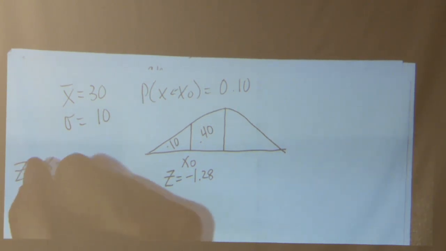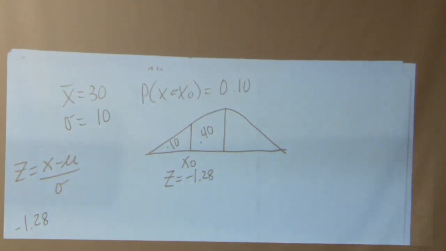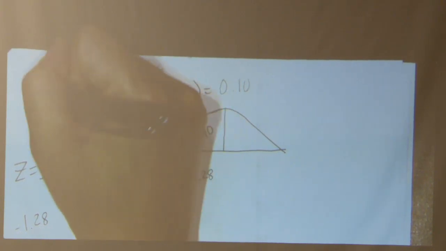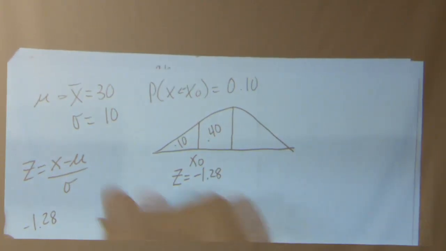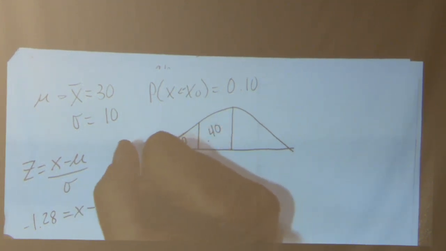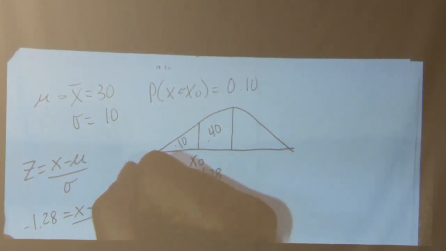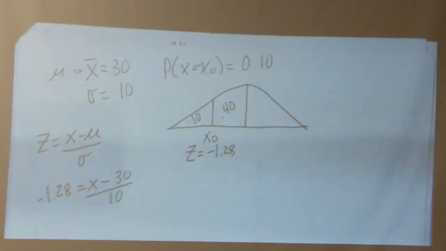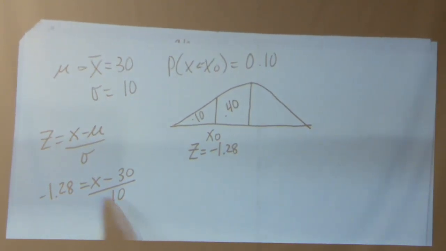So we have the negative 1.28. We can say x bar is also equal to mu. We don't know our x. Our mean value is going to be 30 and our standard deviation is 10. And then we would just multiply the 10 by the negative 1.28, add the 30, and get our x value.